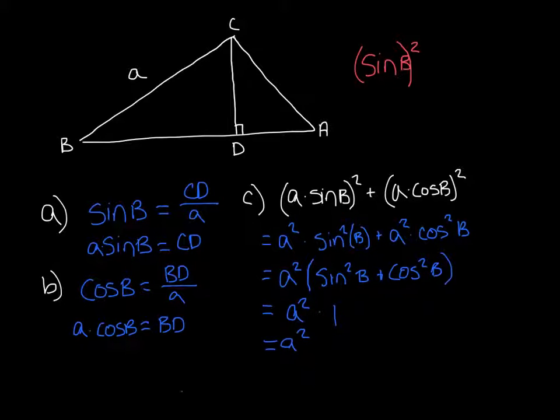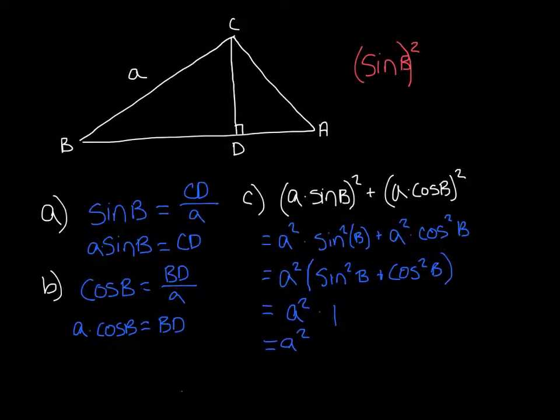Okay, well, let's think about that for a second. What we just said was if I take a sine b and square it and a cos b and square it, I end up with a squared. So something squared plus something squared equals something squared. That sounds like Pythag to me. And let's see if we can relate that back to our diagram.